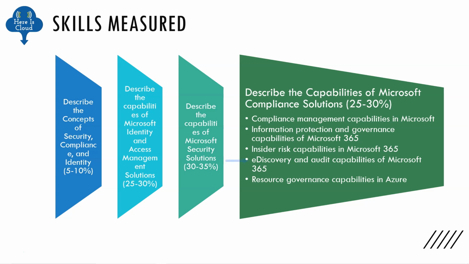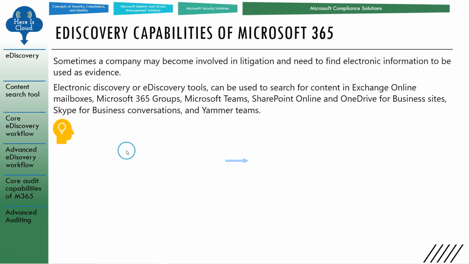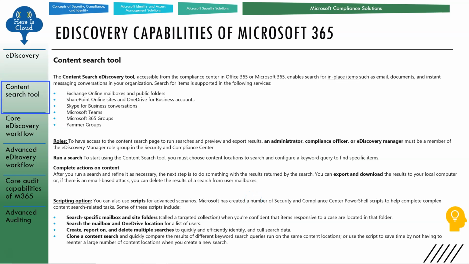Next, we are going to talk about eDiscovery and audit capabilities of Microsoft 365. Sometimes a company may become involved in litigations, and need to find electronic information to be used as evidence. So eDiscovery, or electronic discovery, can be used to search for content in Exchange Online mailboxes, Microsoft 365 groups, Microsoft Teams, SharePoint, OneDrive for Business sites, Skype, and so on, to fulfill that requirement. Now, there is a content search tool for that.